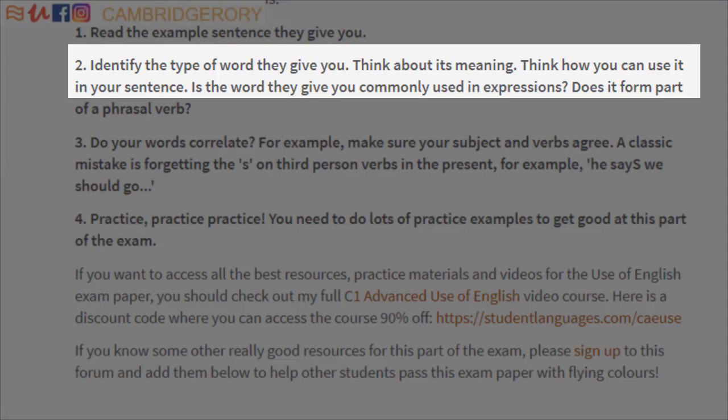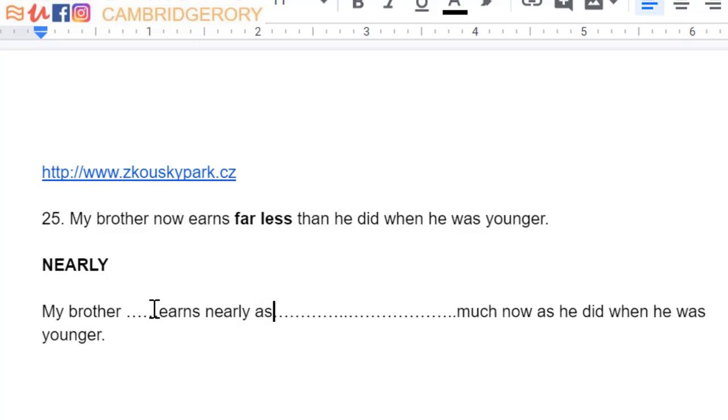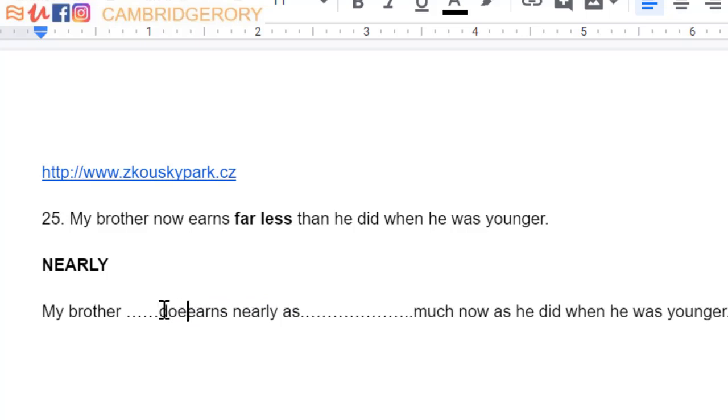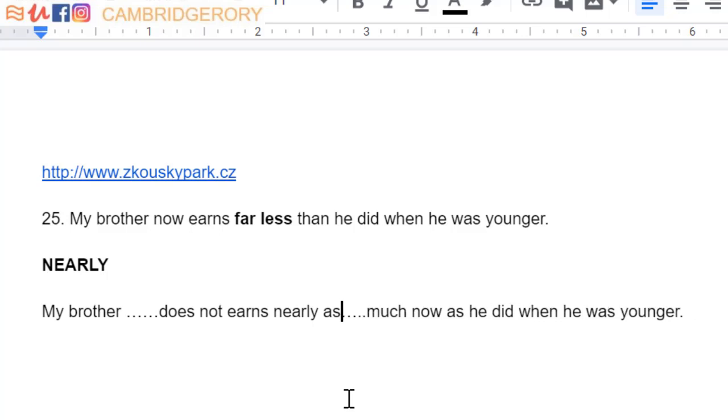Think how you can use it in your sentence. Okay, so it could be: my brother earns nearly as much now as he did when he was younger. But does that make sense? Because that would mean they're close. He earns nearly the same as he did when he was younger, but in the sentence they give us, it's actually far less. So it's the opposite of this, in fact. And this is present simple at the moment, so let's change this to negative. Does not earns nearly as much now as he did when he was younger. That's a possibility.